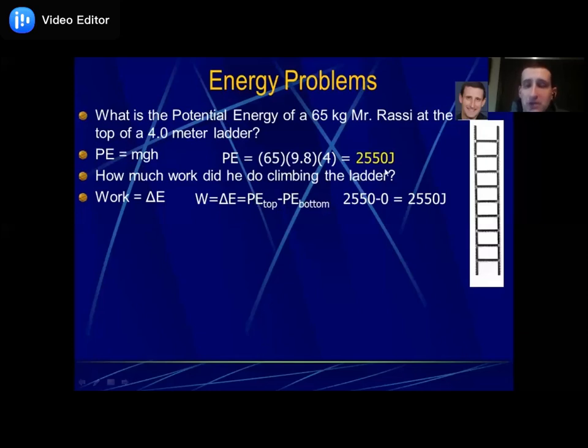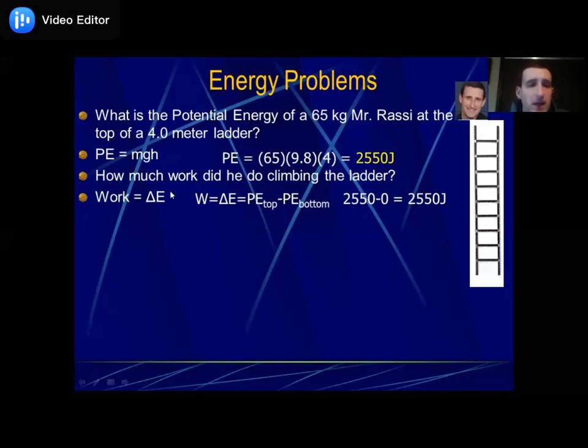We have the potential energy at the top. We just calculated that in the previous step. And the potential energy at the bottom, well, he'd have a height of 0. And 0 times anything is 0. So we get our 2,550 joules minus 0. We get 2,550 joules as the amount of work he did climbing the ladder.